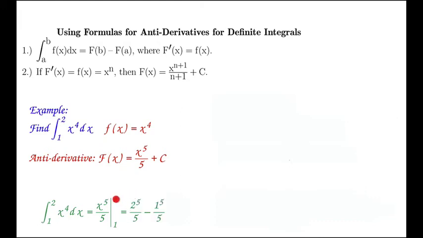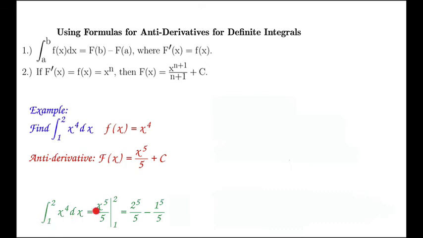The next thing to do is to plug 2 into x to the 5th over 5 to get 2 to the 5th over 5. And then subtract what we get when we plug 1 into x to the 5th over 5. We get 1 to the 5th over 5. We've used this formula exactly, and we've introduced a notation to help keep track of things. That is, capital F of x is going to be x to the 5th over 5. We put in 2 to capital F. We get 2 to the 5th over 5. That's F of b. Then we subtract off F of a.